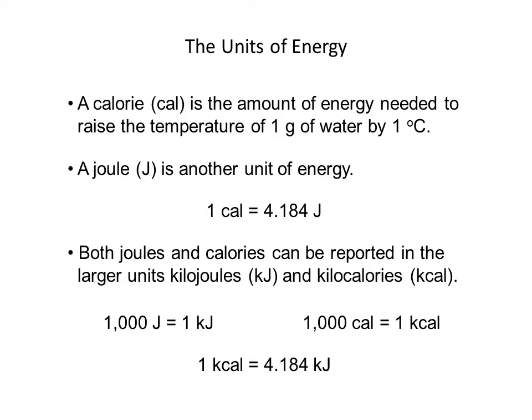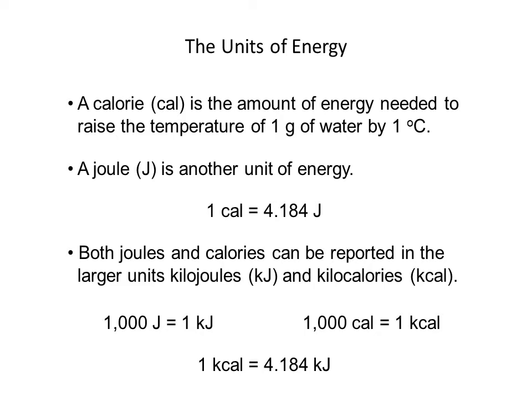Another way of expressing energy is in joules, and a joule is smaller than a calorie. 4.184 joules is in a calorie. We often will use both kilojoules and kilocalories, and it's rather easy using the kilo prefix to go from joules to kilojoules, 1,000 joules, or kilocalories to 1,000 calories. You know how to do that after being familiar with the metric system.